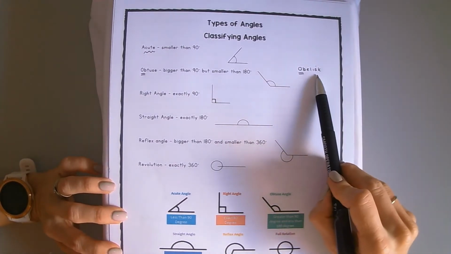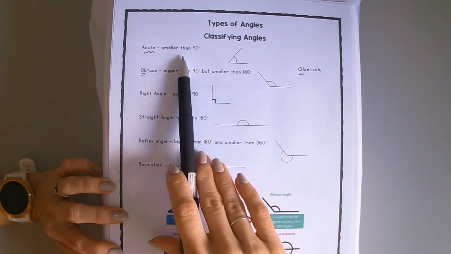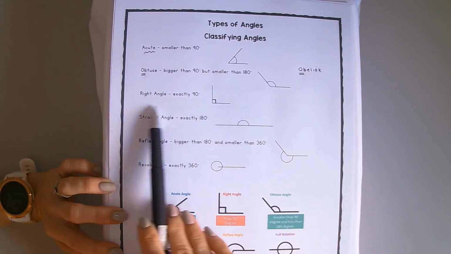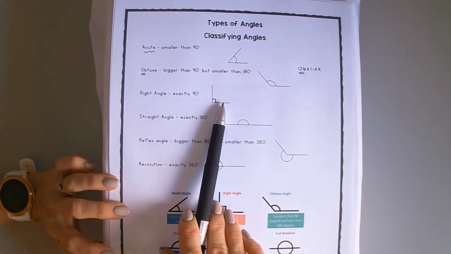So you've got obliques, and then you've got acute. Obliques for obtuse, and obviously acute is going to be a small one, and then your right angle is going to be your 90 degrees.